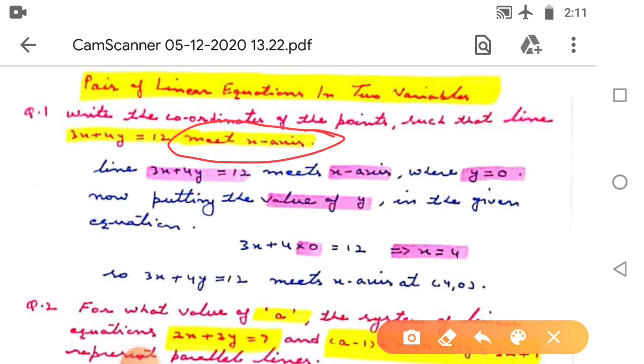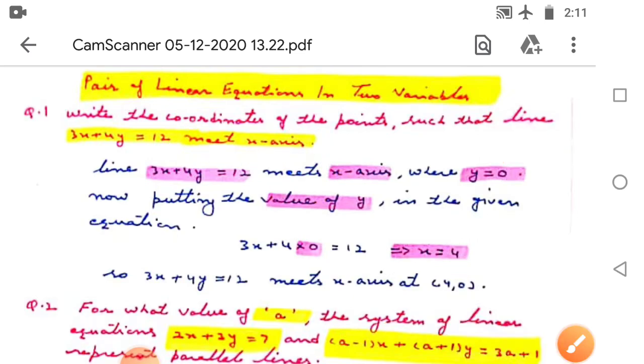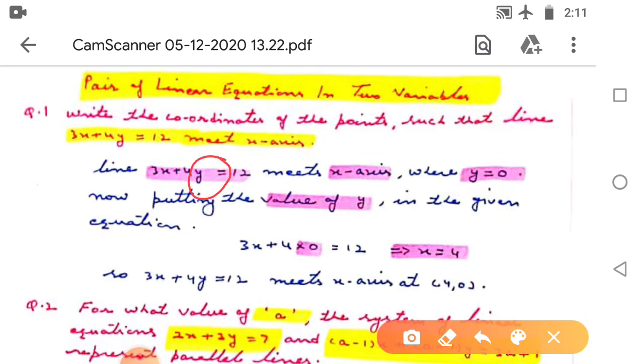When a line meets at x-axis, the coordinates of that point are x comma 0. Here the value of ordinate is 0 at x-axis. Clear? So if the ordinate is 0, it means that we put the value of y in this equation as 0, since this line meets x-axis, so the value of y is 0.